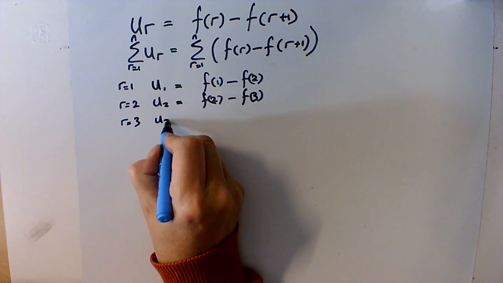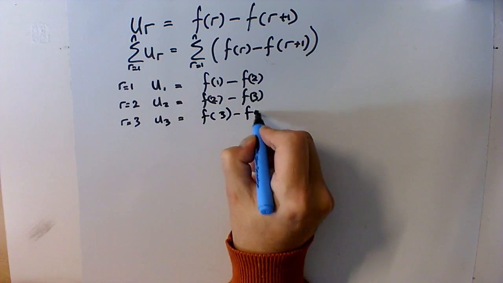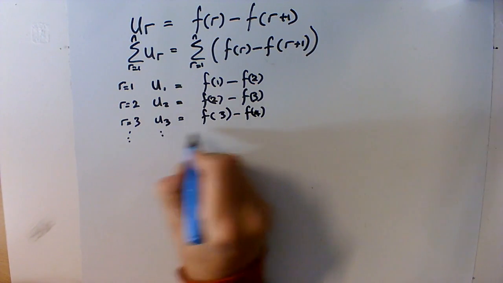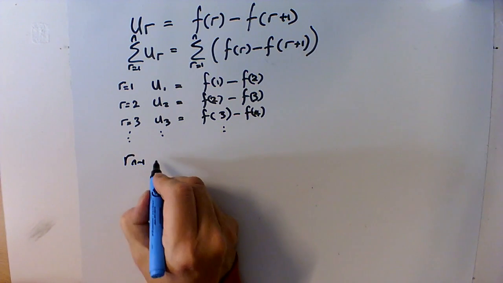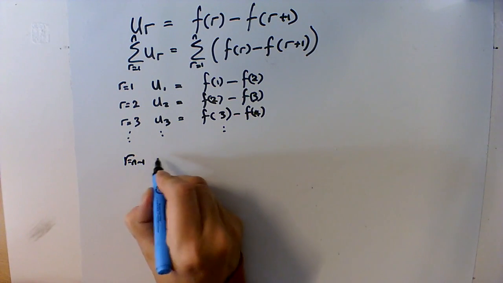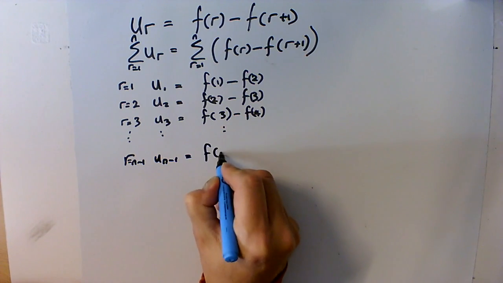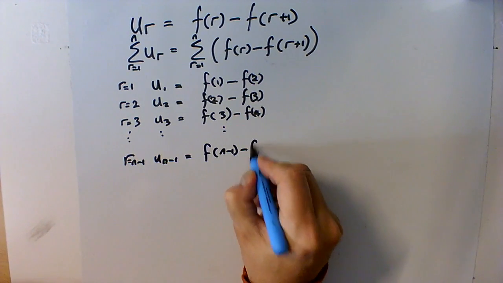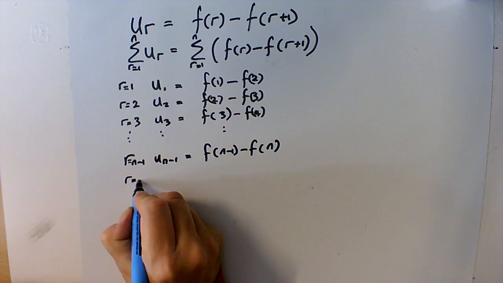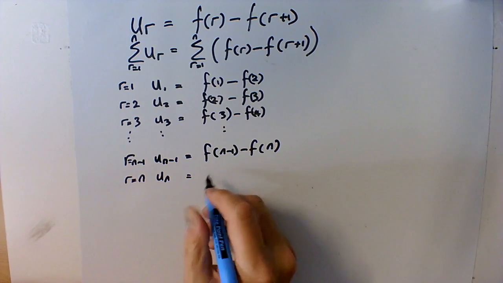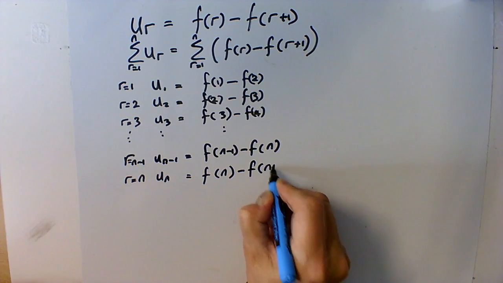And we could keep going quite some time, but we'd get a little bit bored. So eventually we'll put some dots in here and we'll write down, when r equals n minus 1, u of n minus 1 equals f of n minus 1 minus f of n, and when r equals n, u of n equals f of n minus f of n plus 1.